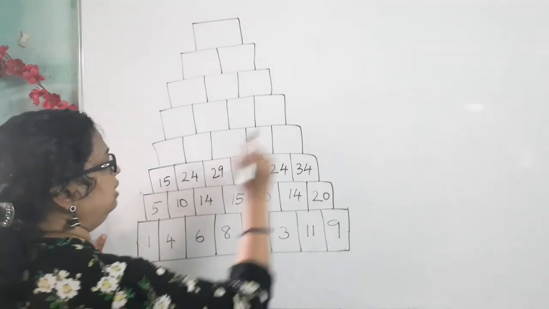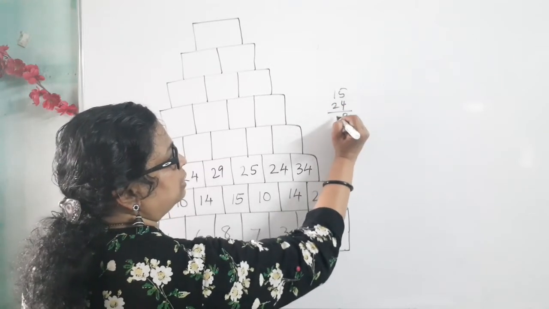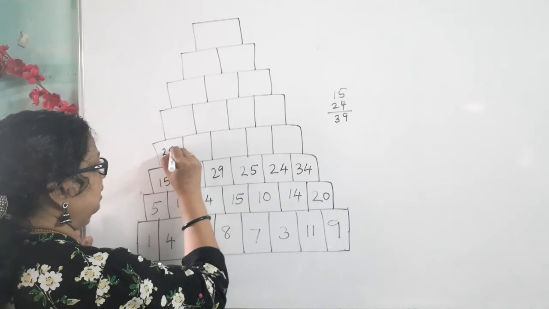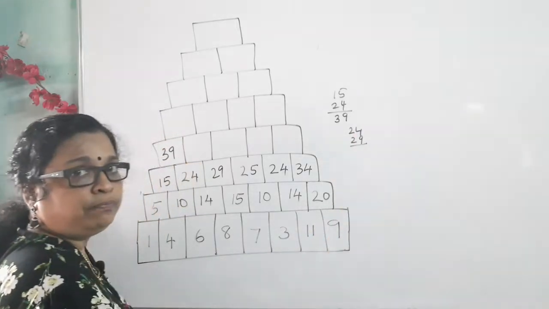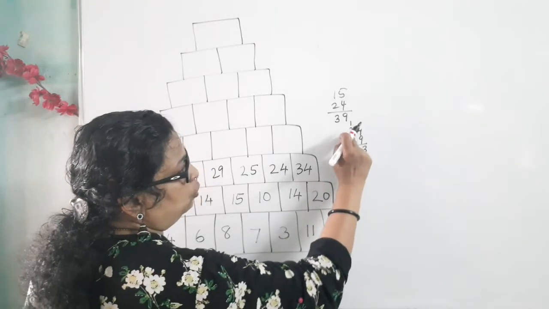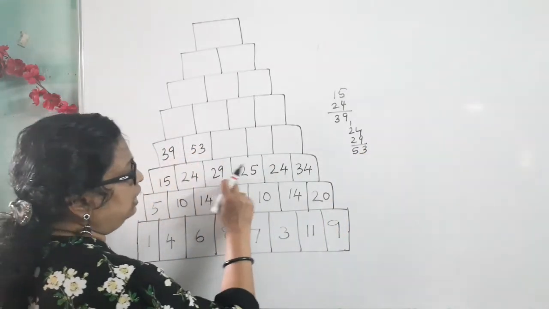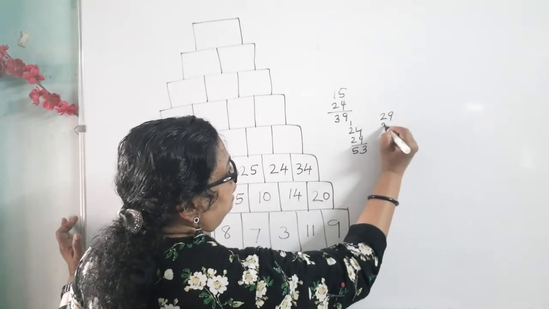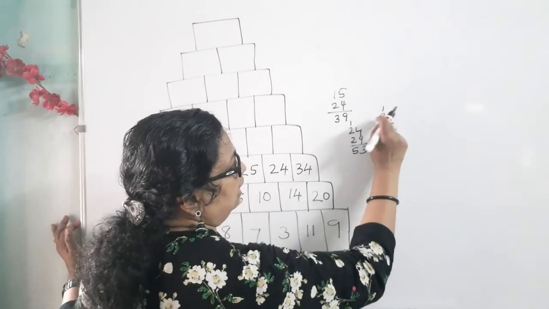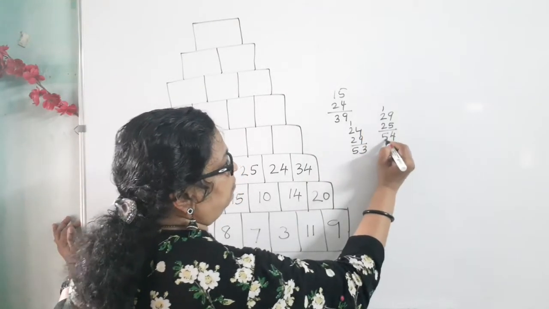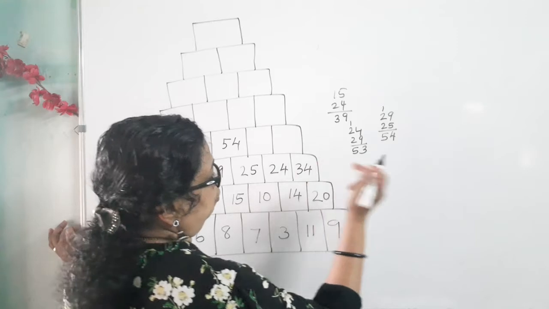Then next one, 15 plus 24. That is 5 plus 4, 9, 1 plus 2, 3. That we can write here, 39. Then 24 plus 29. 9 plus 4, 13. 1 carrying, 2 plus 2, 4 plus 1, 5. That is 53. Then 29 plus 25. 9 plus 5, that is 14. 1 carrying, 2 plus 2, 4 plus 1, 5. So this is 54.